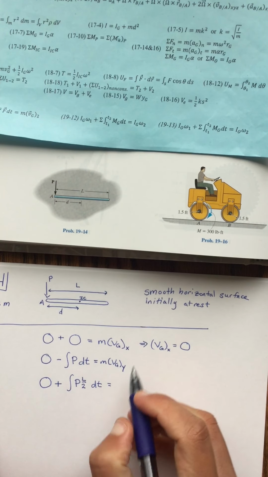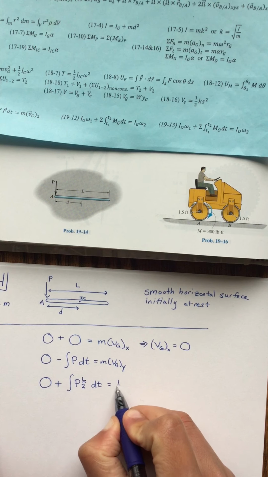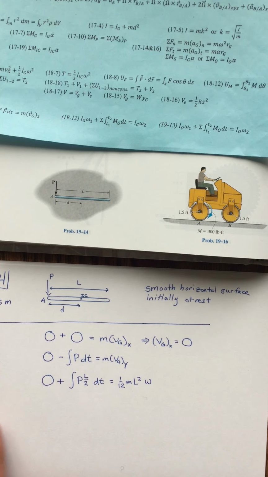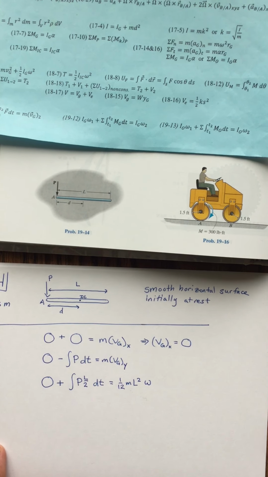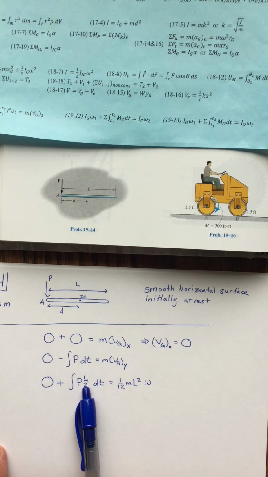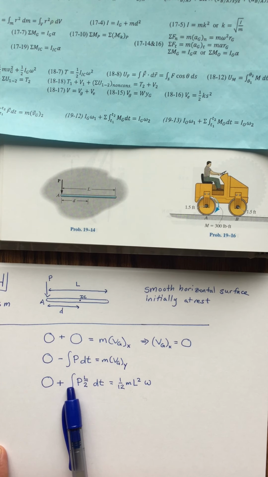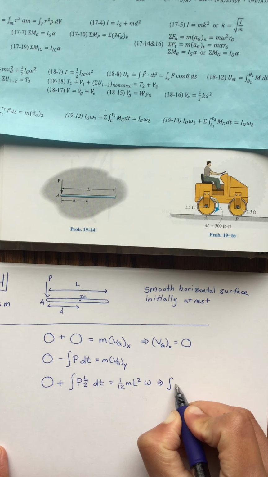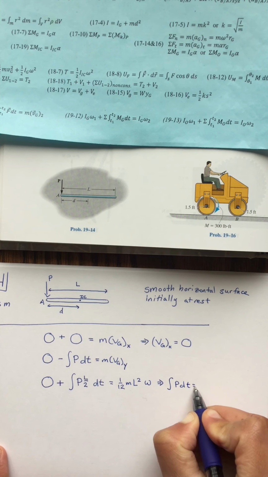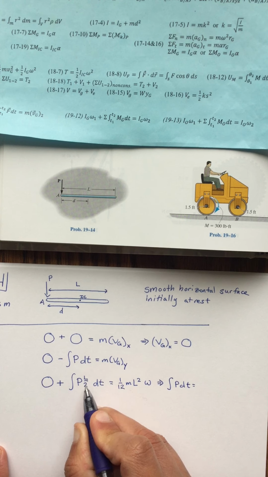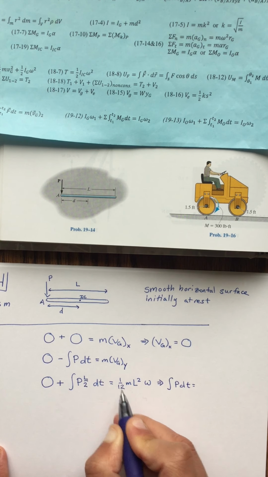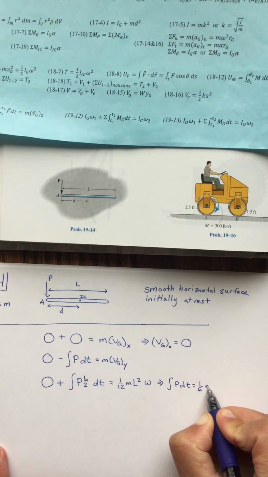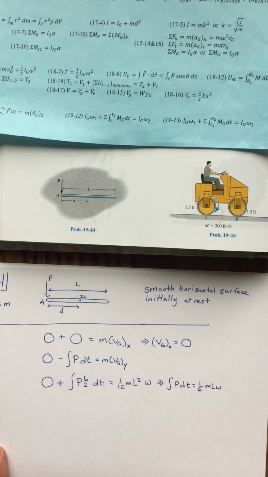So this is equal to 1/12 ml squared times the angular velocity. Okay, and then the L over 2, I can pull that outside the integral and bring it over to the other side. So I have the integral of P with respect to t. Bringing this over to the other side would be 2 over L. So on this side I would have 2/12, which is 1/6. If I divide both sides by L, that's M times L times omega.